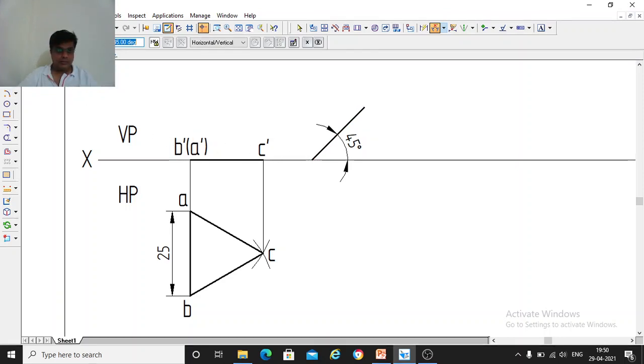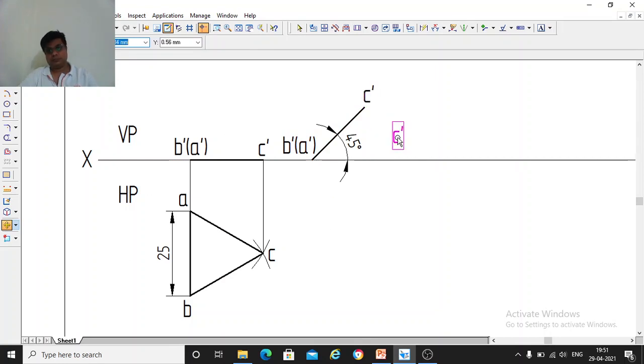Similarly, name this as usual. Again, this point is B dash, A dash, and this point is C dash. So this is C dash. Right here, this names the front view. This edge is AB, and this corner is C. That naming you have to do in the front view.